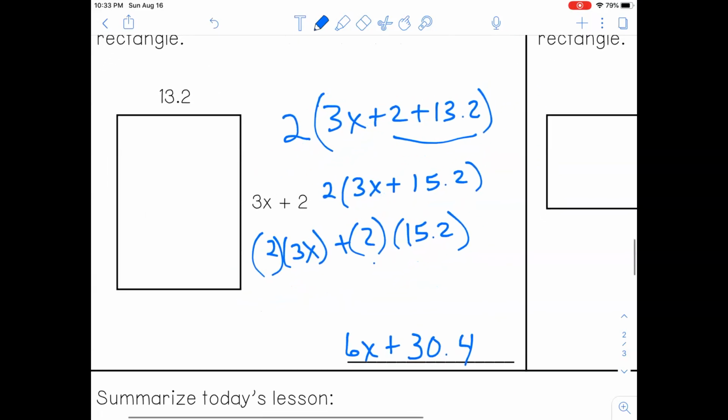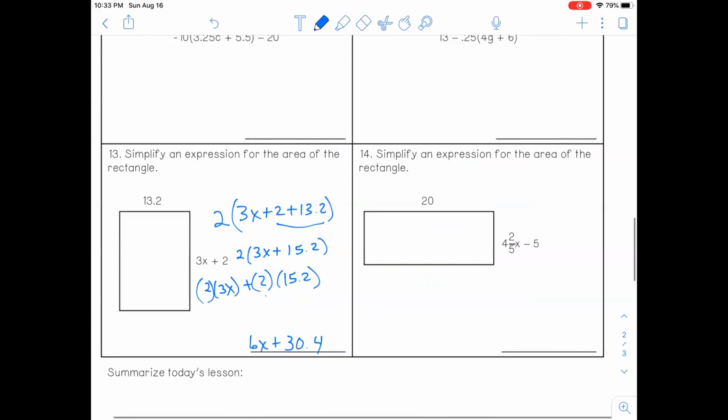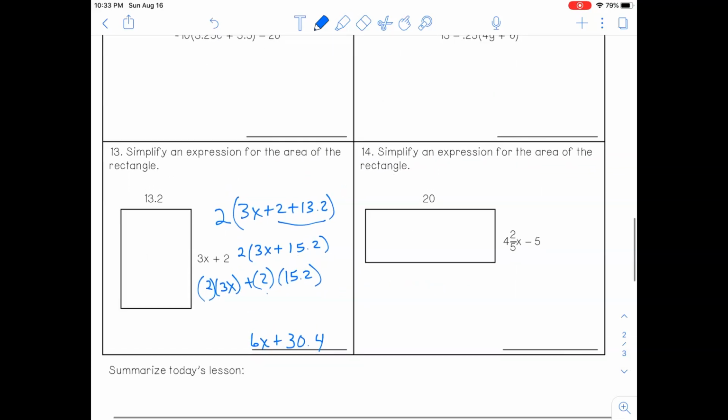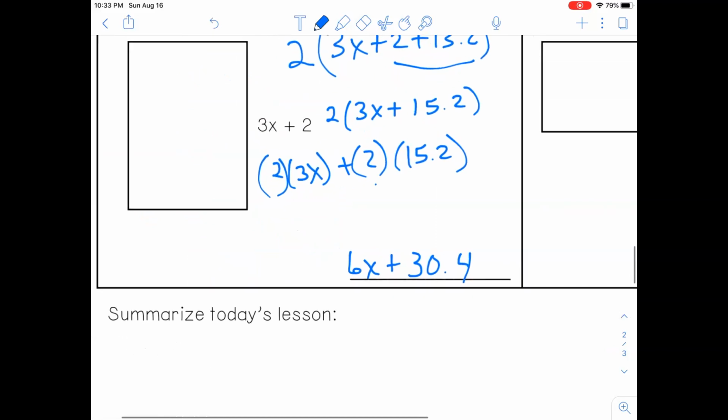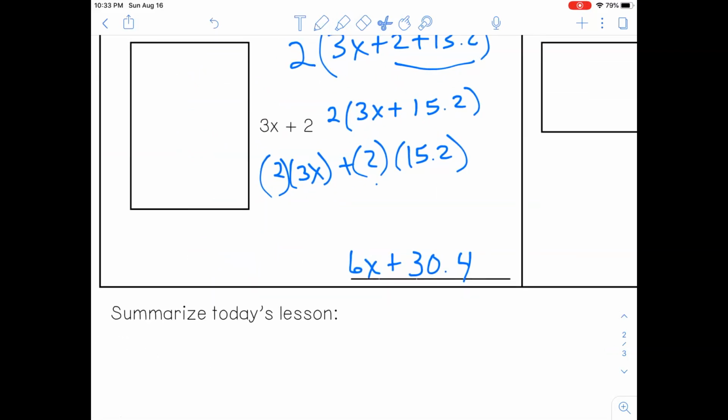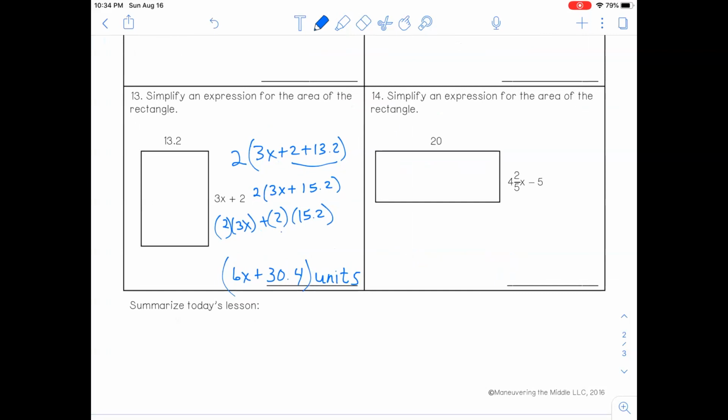Now I want to talk to you about one more thing. In real life problems like a rectangle has dimensions. So if we have dimensions, we want to put on units. If we're not given units, then we just can put the word units. It might be inches, centimeters, feet, but we don't know, so we'll just put units. It's a good idea to start getting in the habit of doing that now, and that way when it becomes more important than this, you'll already be in that habit.